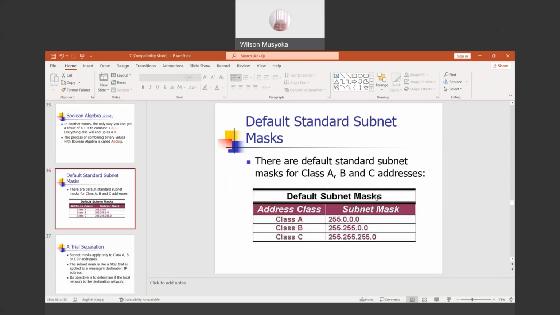So the default standard subnet masks for class A, B, and C are like this, whereby the first octet is the network. In class A, the first octet is the network address, and the subnet mask is 255 in the first octet and 0.0.0 in the others. In class B, the first two octets are 255.255, then 0.0 or any other value that is assigned. Then class C, the first three octets are 255.255.255, and then the last one. So the default subnet masks are like that.